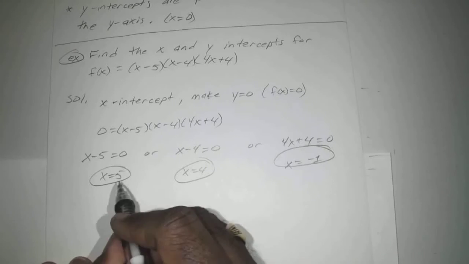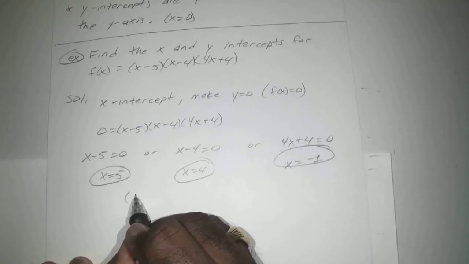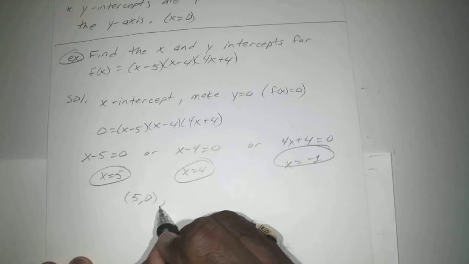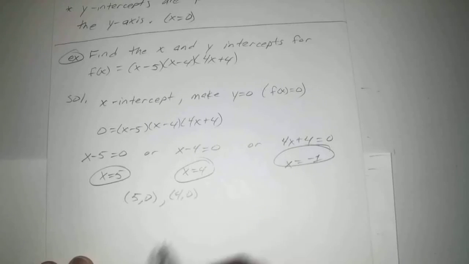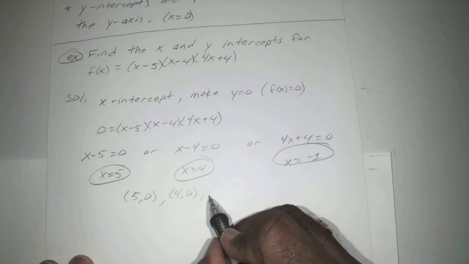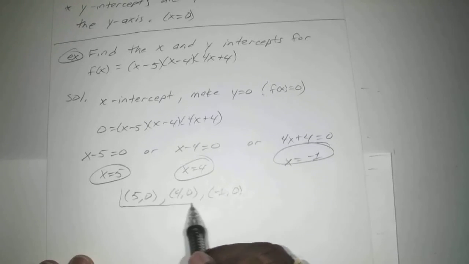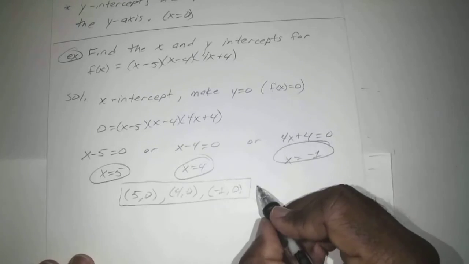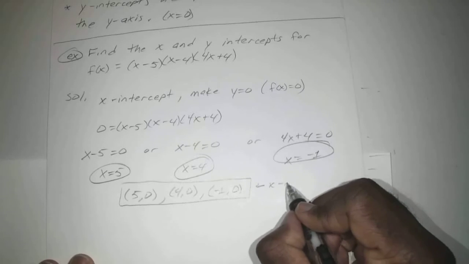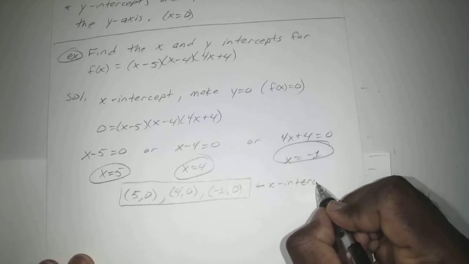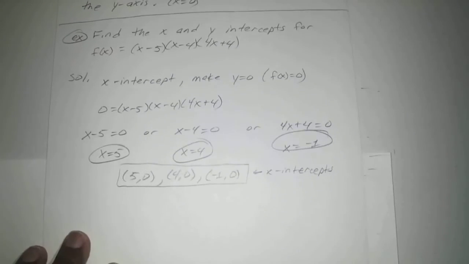So your actual x-intercepts are (5, 0), (4, 0), and (negative 1, 0). Remember, you made y equal to 0, so those are your x-intercepts. Okay, hopefully that looks somewhat familiar.